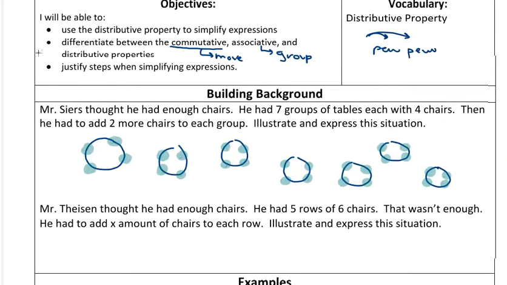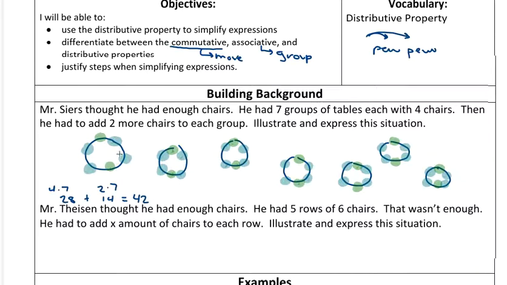Okay, so he started off with 4 times 7, which would be 28. So he started off with 28 chairs. And he had to add 2 more to each table. So that'd be 2 more for each 7. So 2 times 7 would be 14. So 28 plus 14 would be 42, I think.